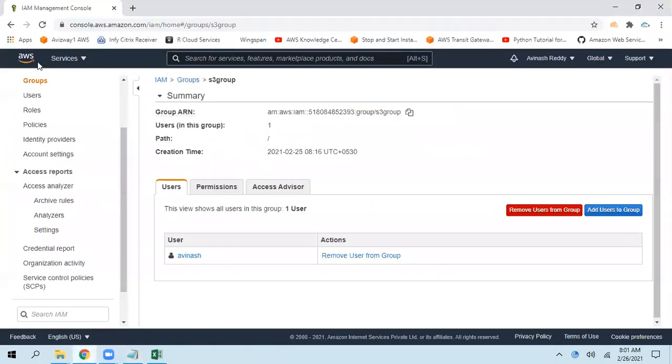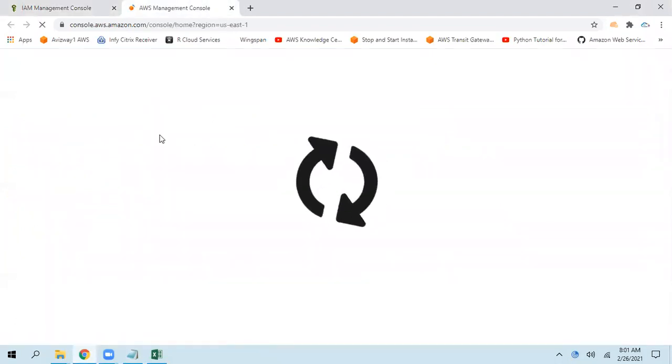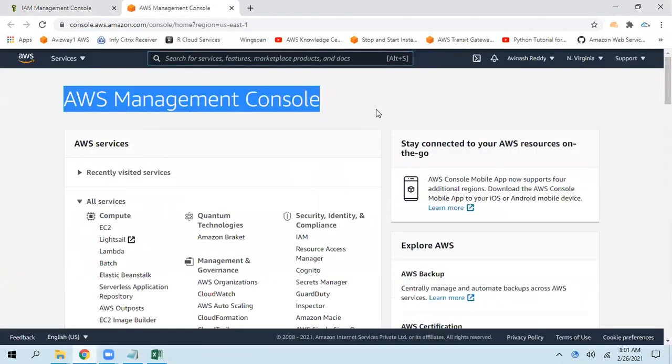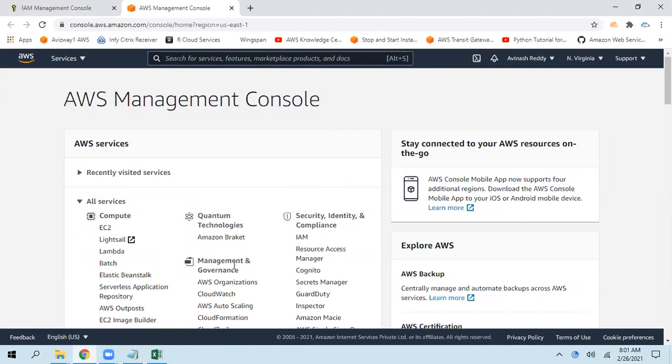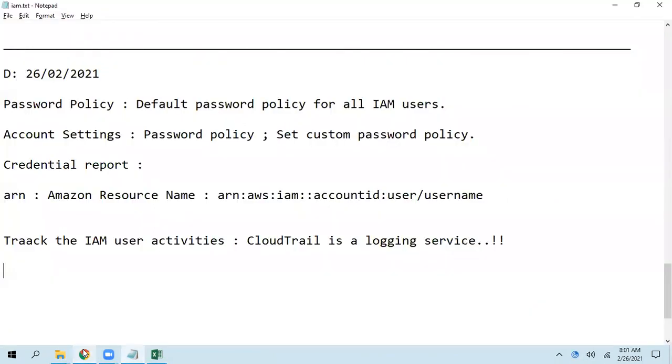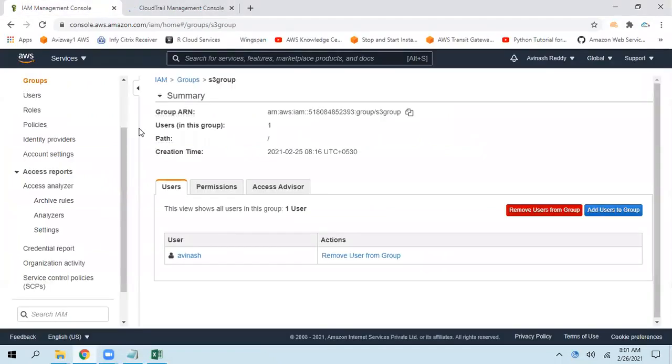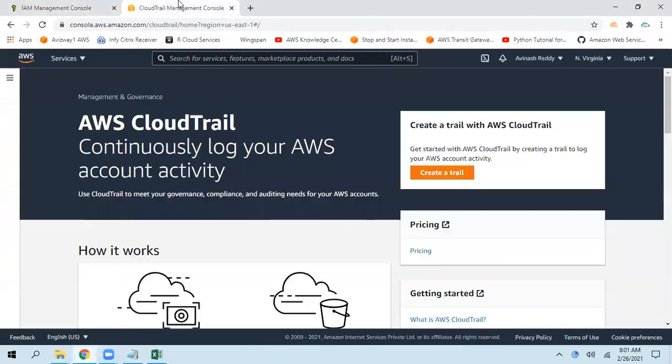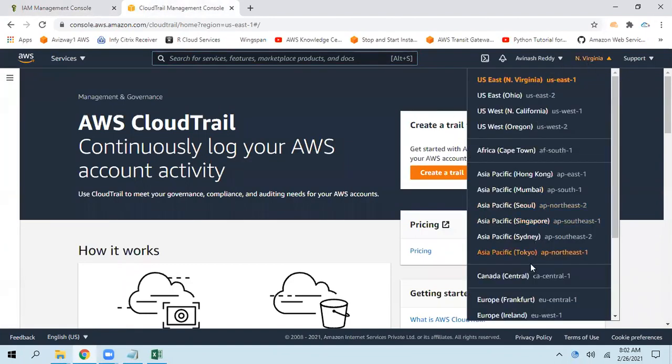Navigate to the AWS Management Console. Under Management and Governance, you can find CloudTrail. Navigate to CloudTrail. Everything, even if you just refresh the console, that activity is going to be logged in this CloudTrail. Let me navigate to the Mumbai region.